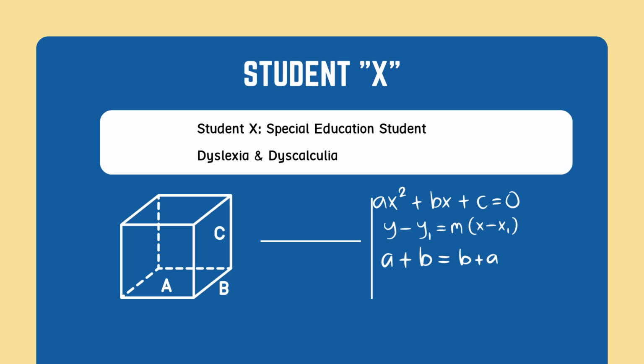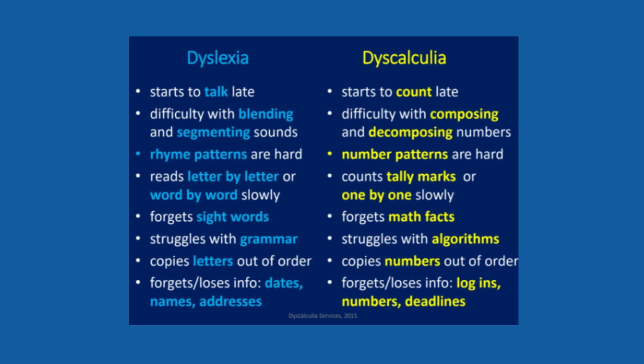So again, student X is a special education student with dyslexia and dyscalculia. So dyscalculia is essentially dyslexia, but with numbers. And I'll give you a little infographic about that. So with dyslexia, sometimes there's difficulty with segmentation of sounds. Rhyming patterns can be difficult. Students often struggle with grammar and they copy letters out of order. And with dyscalculia, there's difficulty with deconstructing numbers. Number patterns are difficult. Math facts and algorithms are also something that a student might struggle with, and they might copy numbers out of order, which is where dyscalculia is similar to dyslexia, except with math.